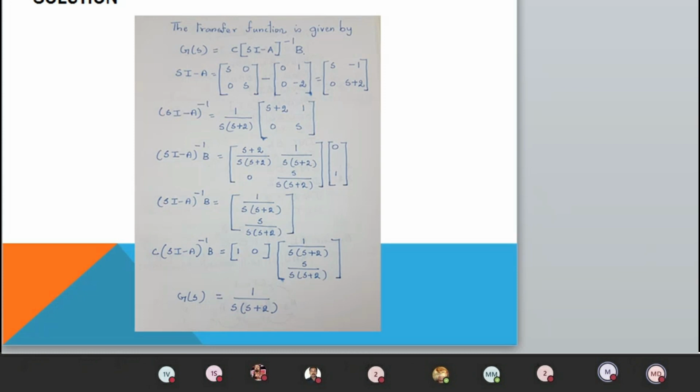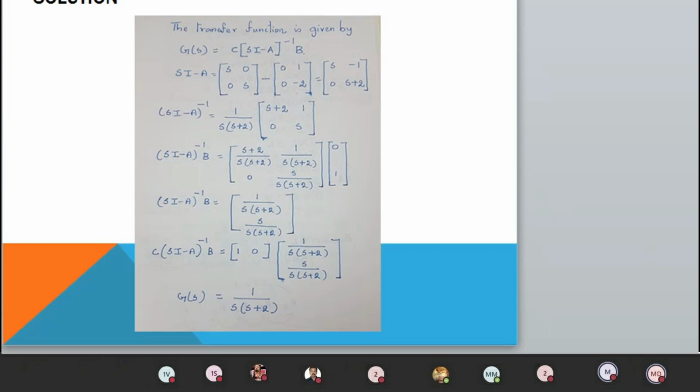So sI minus A, where I is the identity matrix. Students, never forget the transfer function expression based on input and output equations. sI is [s 0; 0 s], A is [0 1; 0 -2]. So sI minus A is [s -1; 0 s+2]. (sI minus A) inverse is 1 by determinant into cofactor. After multiplying with B, it becomes a 2 cross 1 matrix.